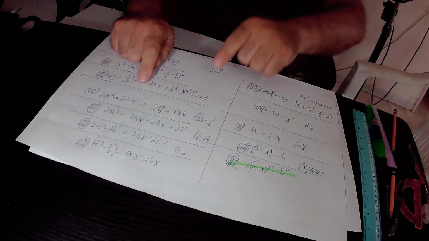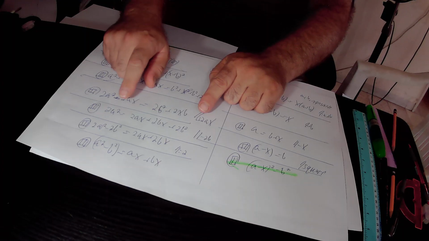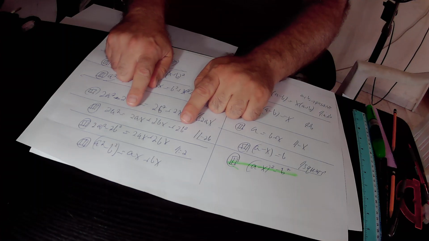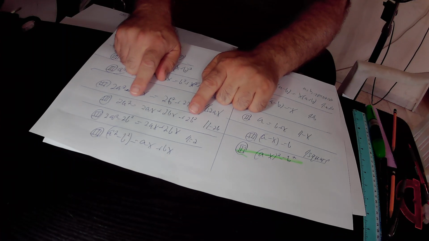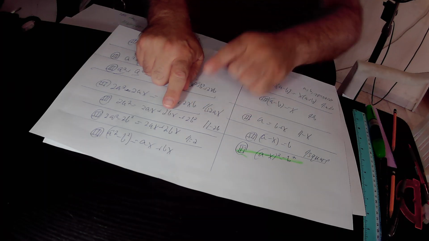Here we subtract 2B squared from equation 3 and found out that 2A squared minus 2B squared equals 2AX plus 2BX. Here we divided equation 3 by 2, and found out that 2A squared over 2 is A squared, minus 2B squared over 2 is minus B squared, and it equals 2AX over 2 is AX, plus 2BX over 2 is BX. So in total, according to equation 3, we found out that A squared minus B squared equals AX plus BX.